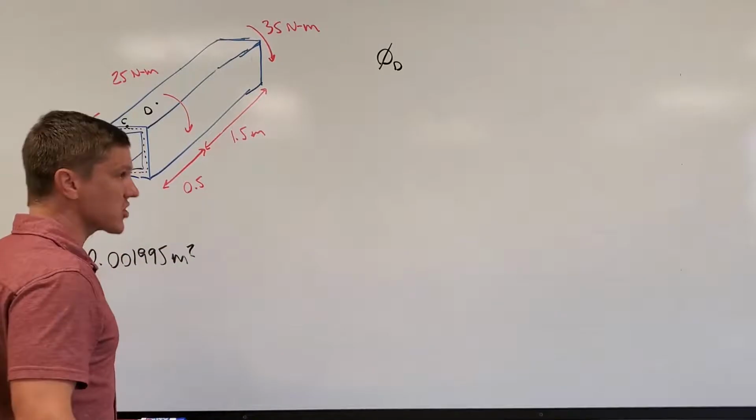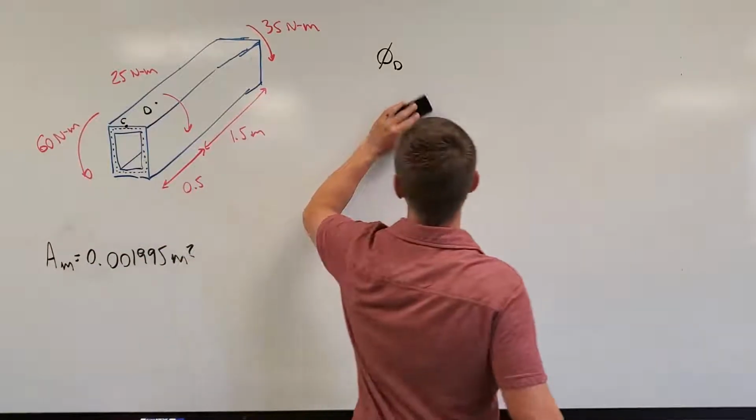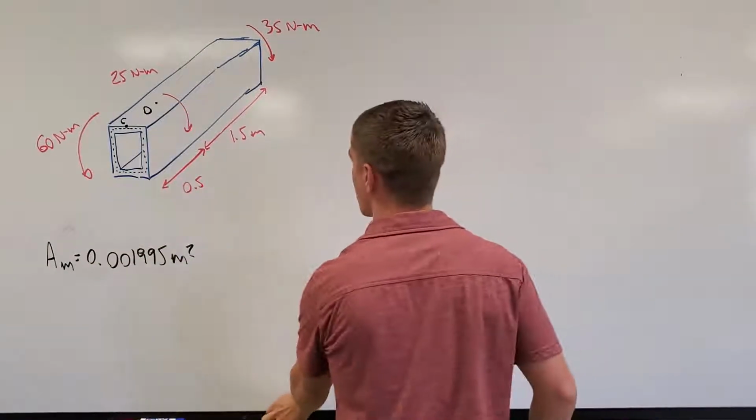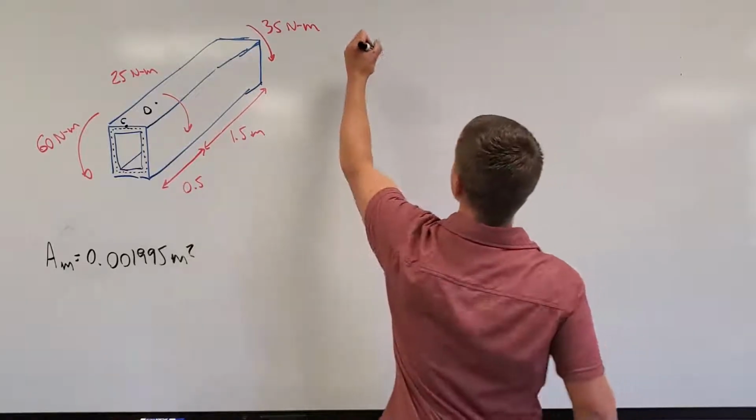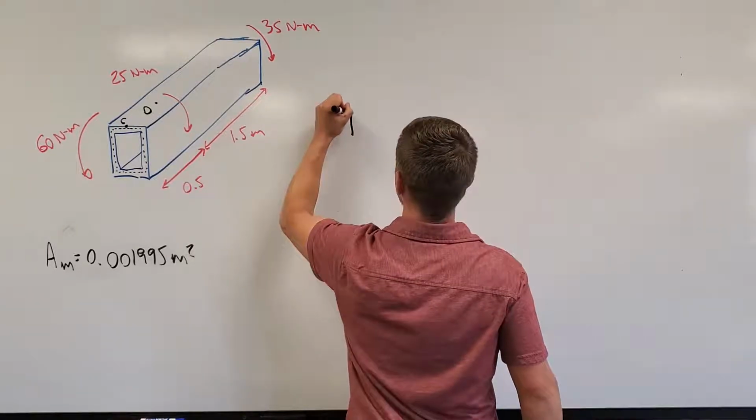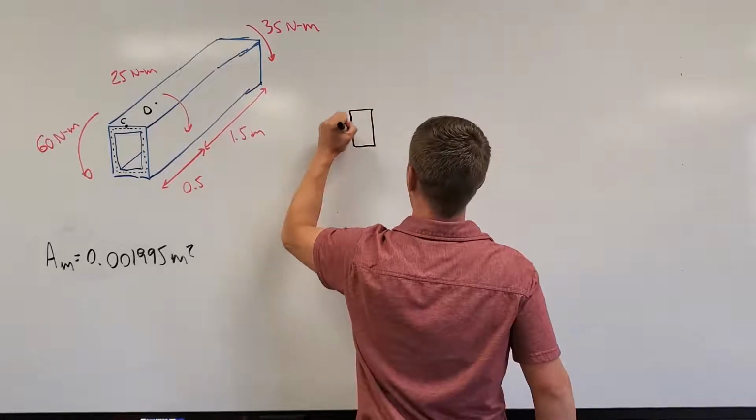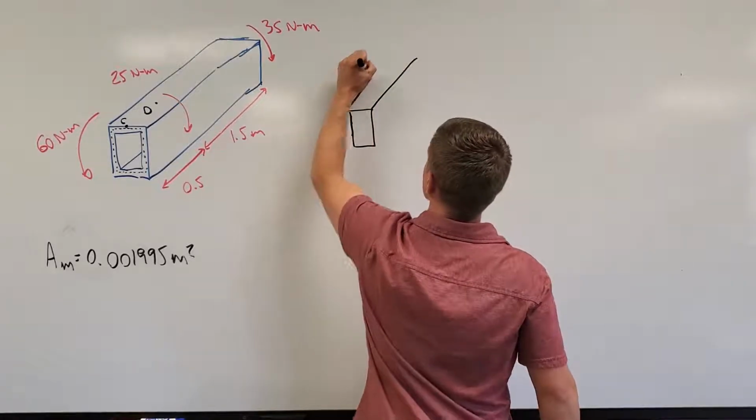I broke it out and drew pictures in your notes. So let's go ahead and do that, because it may make it a little easier for you to understand what I'm talking about. Once again, we have a shaft and I'm making a cut at point D.